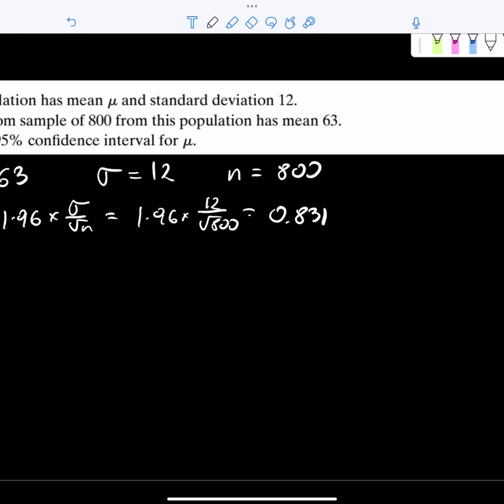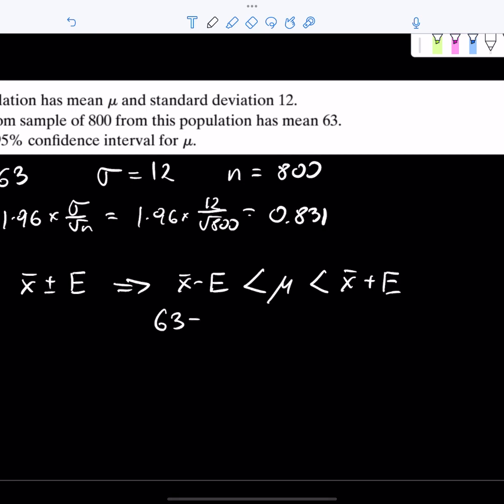From that margin of error, I can construct the confidence interval for the population mean by taking the sample mean plus or minus the margin of error, which is equivalent to the following statement: x bar minus E is less than the population mean, which is less than x bar plus E. So adding the values in, it's 63 minus 0.831, which is less than the population mean, which is less than 63 plus 0.831.